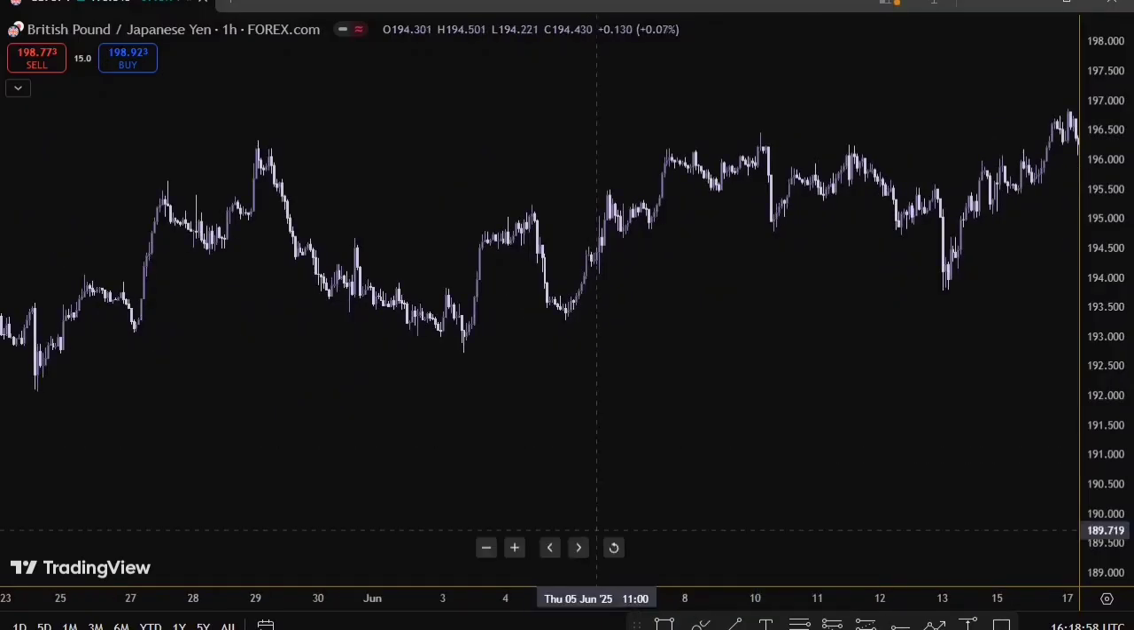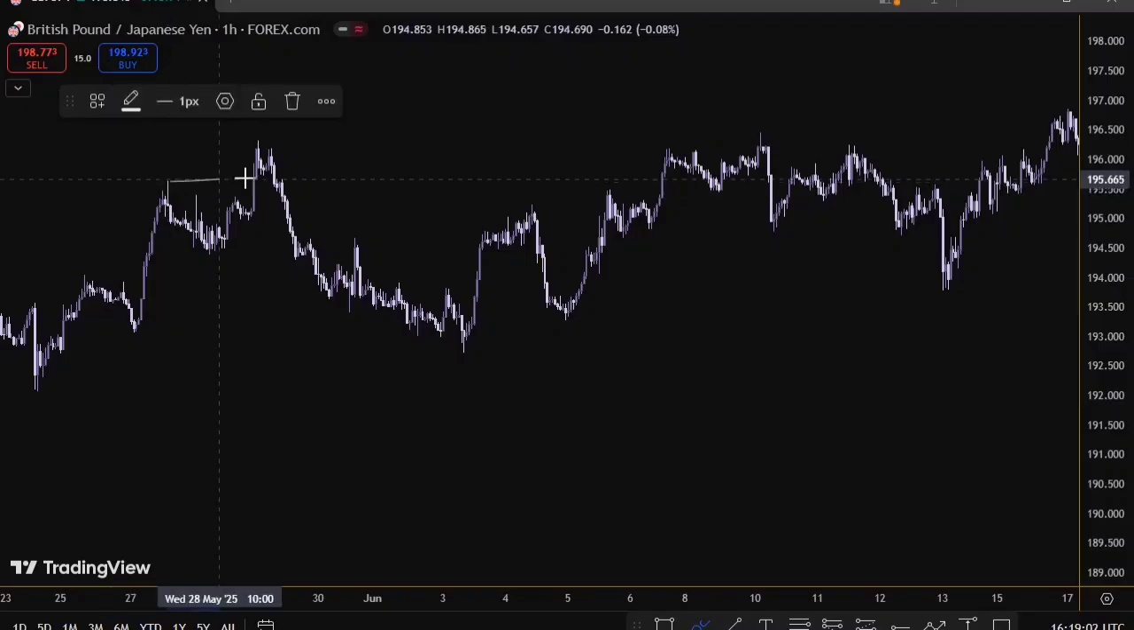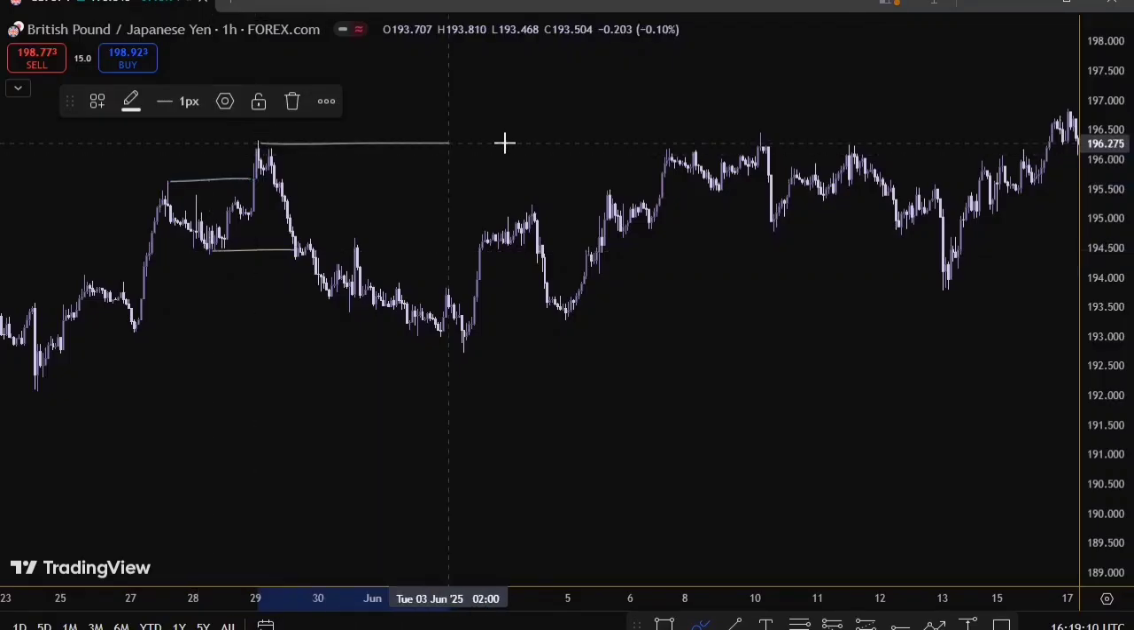So now we have a sweep of this high, and a break of structure of this low. Now what do we expect? For this guy to be protected, right? Yeah, we expect that guy to be protected.